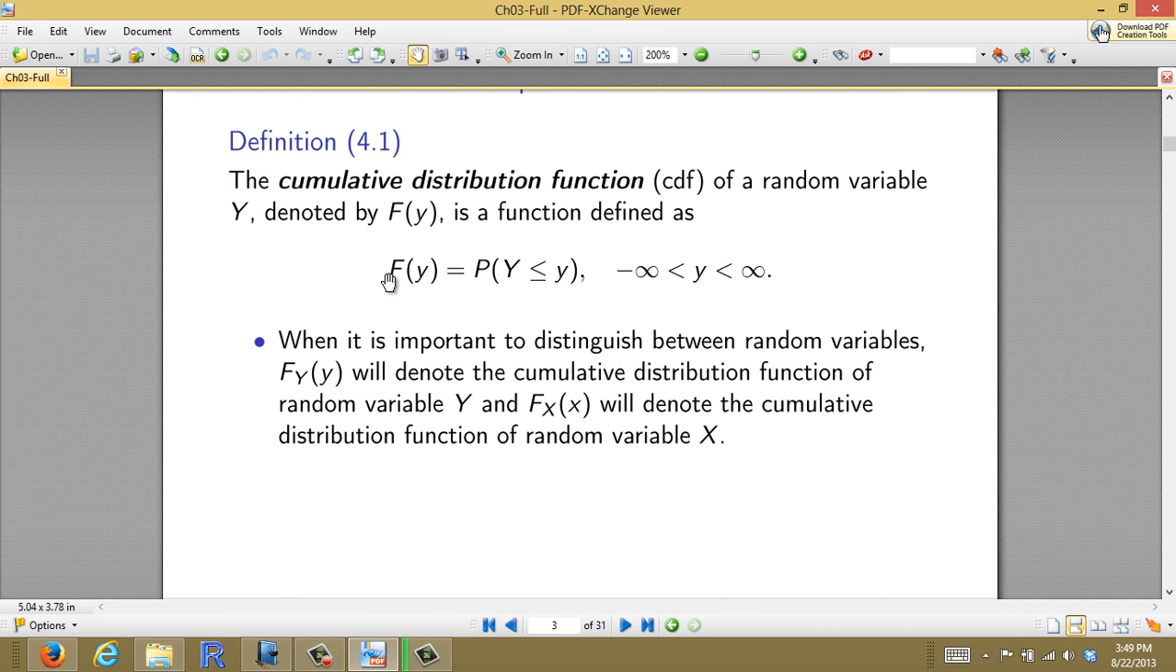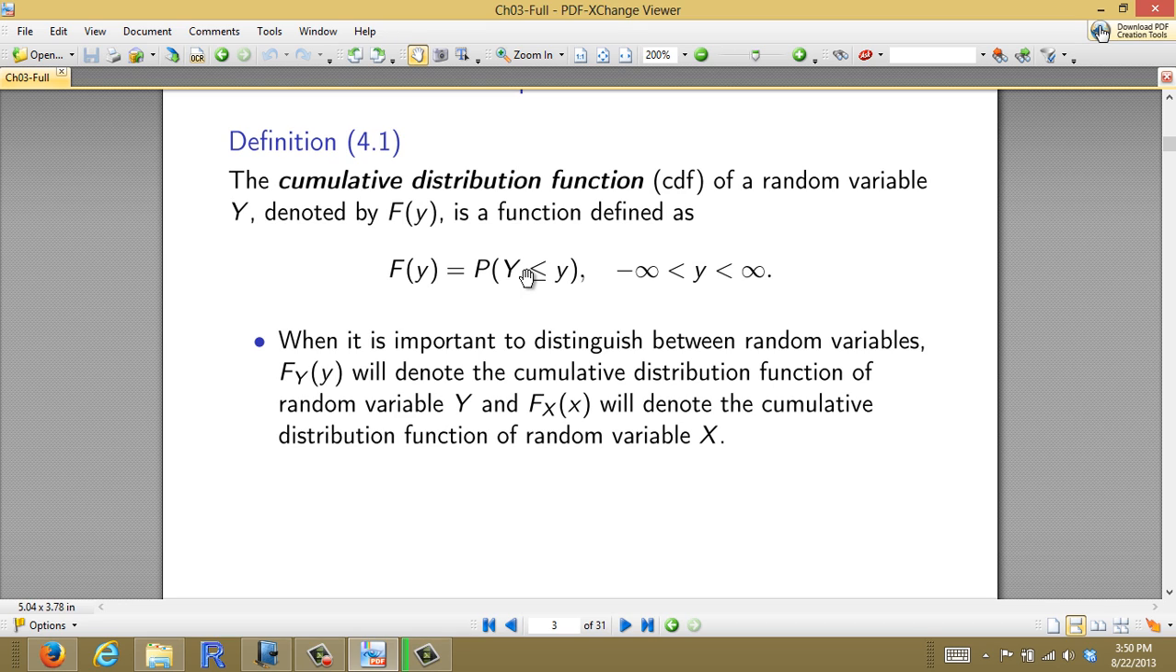Related to a random variable is something called the cumulative distribution function, which is going to be abbreviated CDF. And the CDF of a random variable y, which is denoted by capital F taking the argument lowercase y, is a function that is defined as the probability that our random variable is less than or equal to the value of lowercase y. So capital F denotes the CDF. It takes the argument lowercase y, and that indicates the upper bound for the values of the random variable that we are interested in.